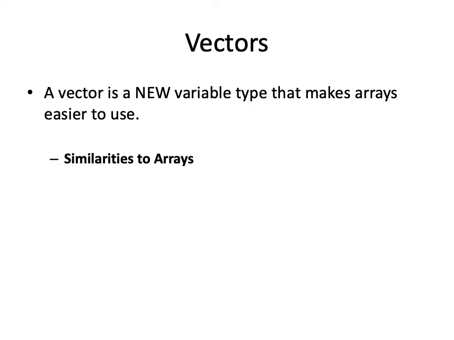Vectors, on the other hand, are awesome. It's a new variable type. It's a class variable type. We'll talk about that in a moment. That makes arrays much, much easier to use. They're similar, but they're different. Let's look at the similarities.